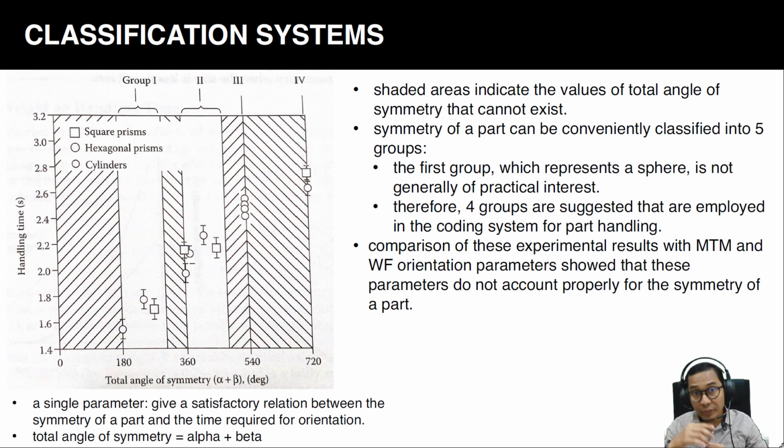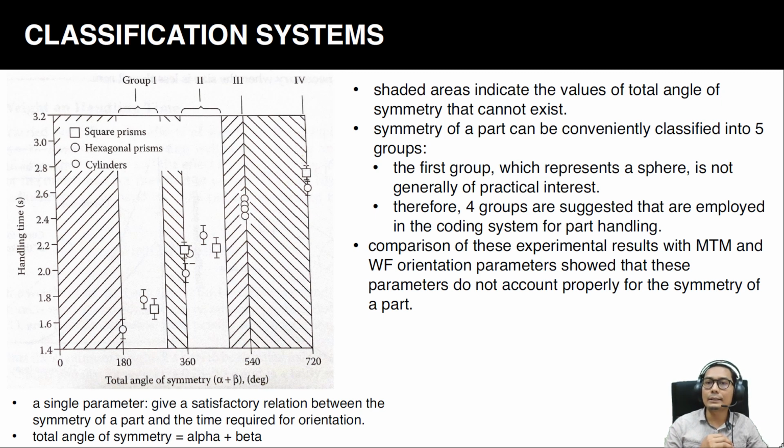So this is a figure of the classification system. You can see that a single parameter gives a satisfactory relation between the symmetry of a part and the time required for orientations. So you can see the handling times for different angles of symmetry. The total angle of symmetry is alpha plus beta. The shaded areas in the figure indicate the values of total angle of symmetry that cannot exist.